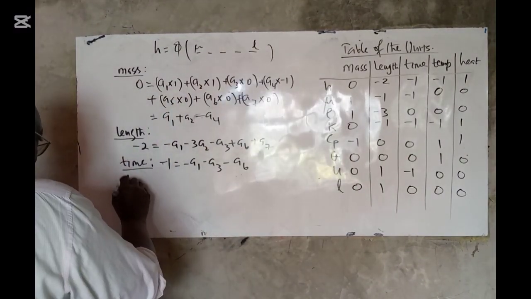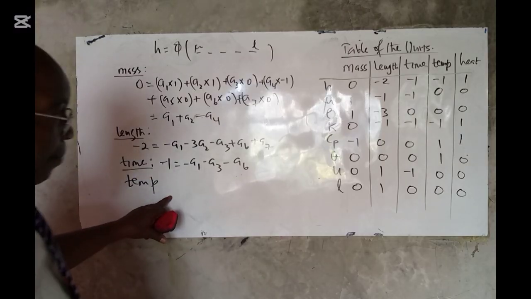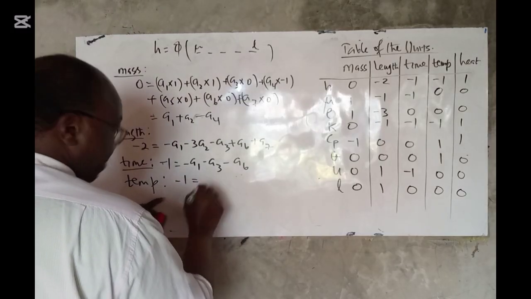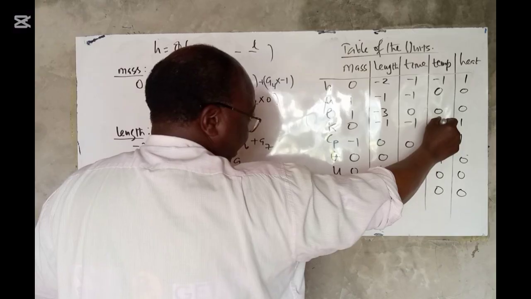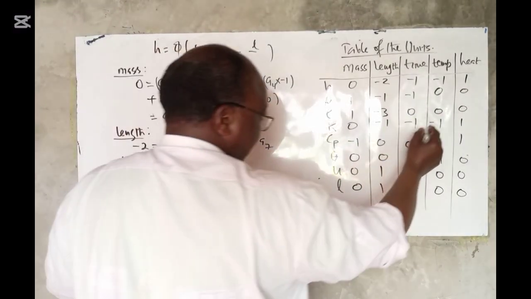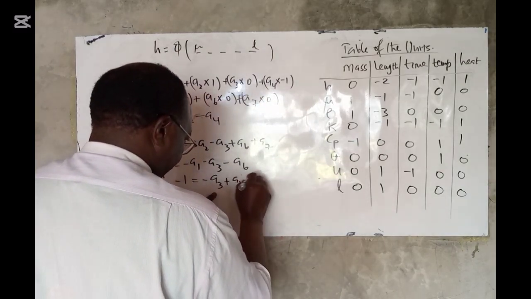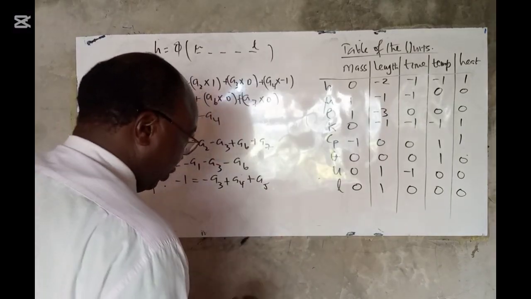The one for temperature, let's consider for temperature, H is minus 1. First coefficient is 0. Second is 0. Third is minus A3. Fourth is 1 times A4. Fifth is 1 times A5. 6 is 0. 7 is 0.